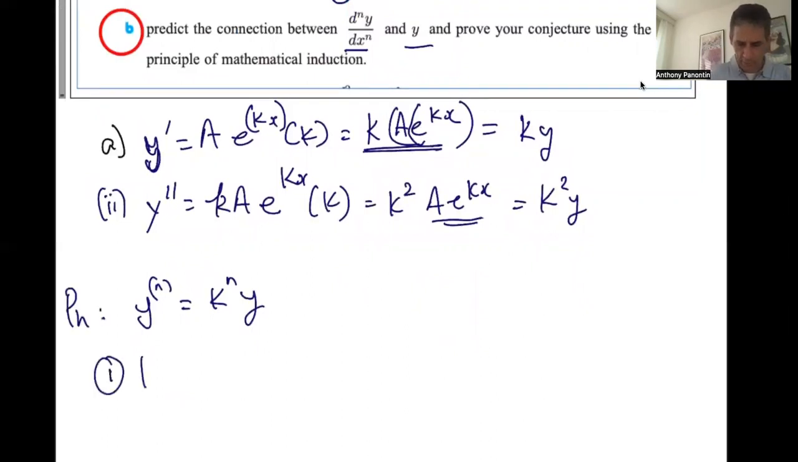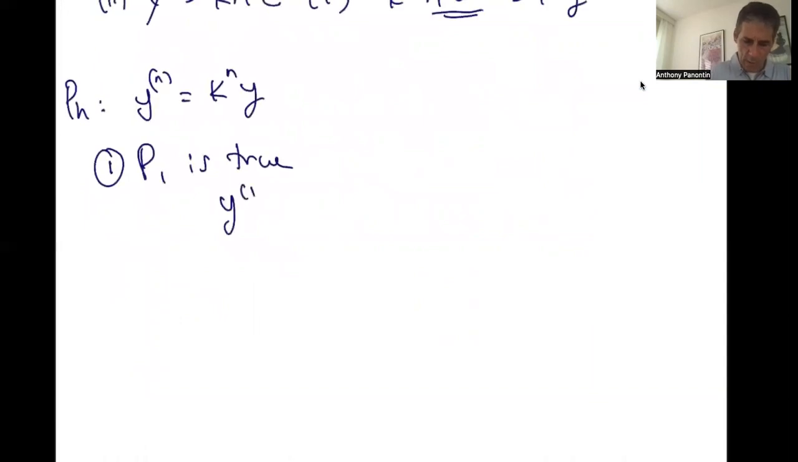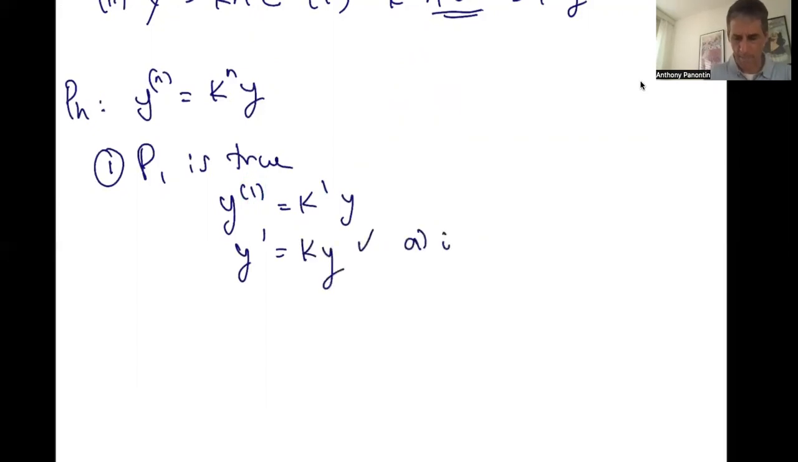Well, the first step is to show that P1 is true. And we've actually done that already. If you look at P1, it really just says y with a 1 up here is k to the 1 times y. Now the first one isn't the power of 1, it's the first derivative. So this one here is the first derivative, and this k here is not a derivative, but just a power. So it's y prime is ky, and that was done above in part A1.